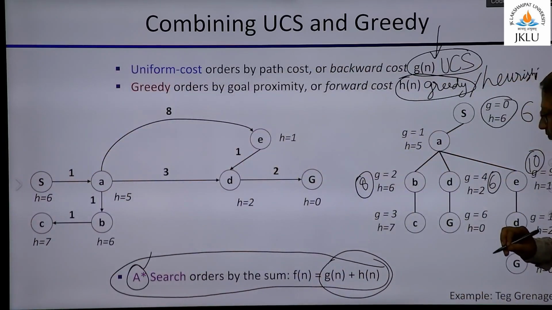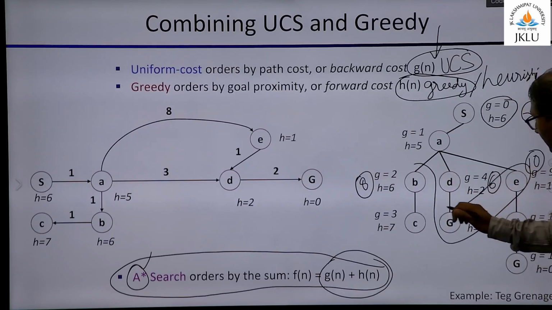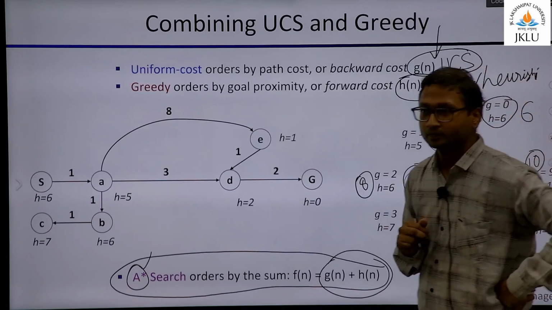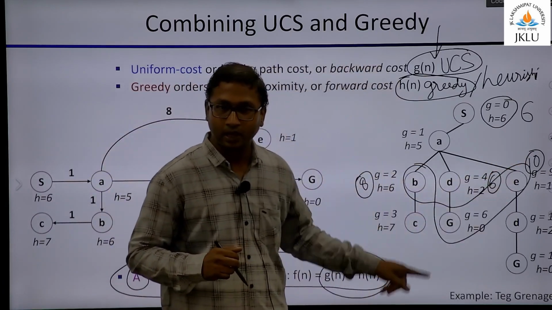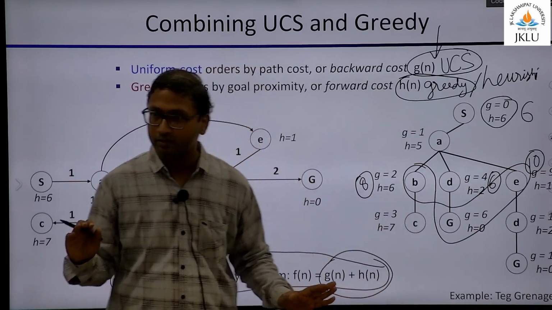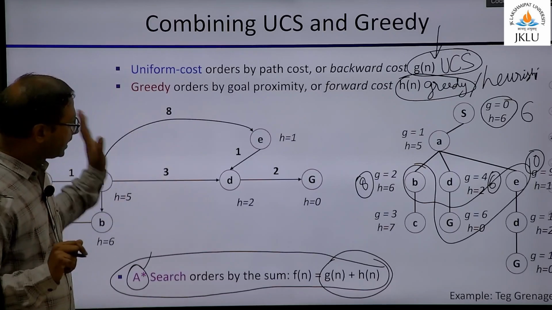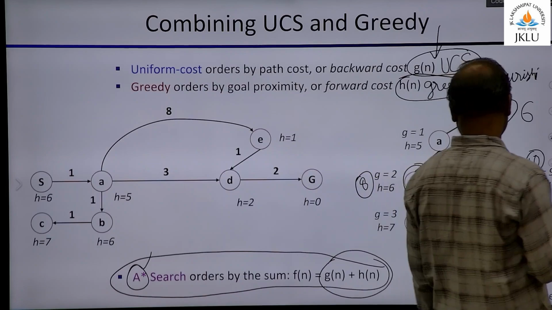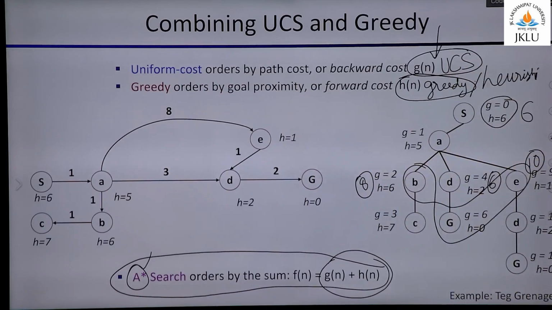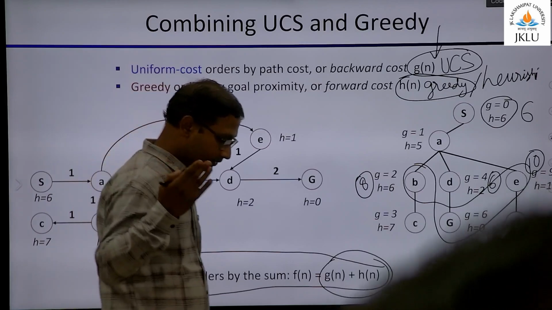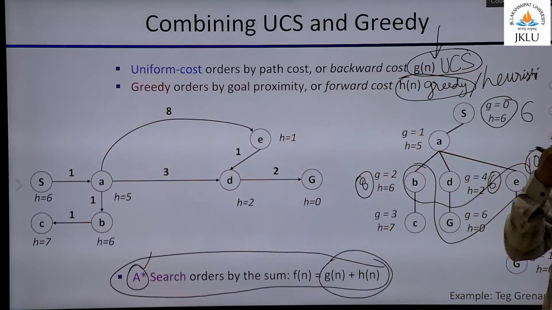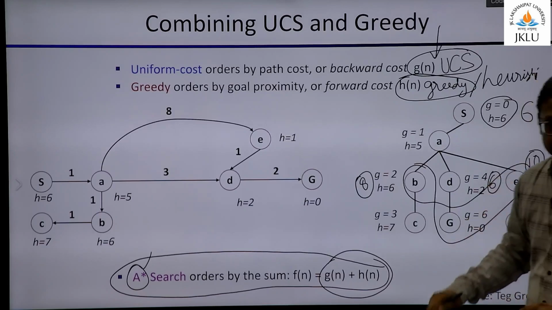What is my fringe now? Once I expand D, what is my fringe? B, G and E, right? These guys. Now what do I explore next? 8, 6, 10. I explore G. Have I reached G? So I have reached G, fine, done. Any questions here? So A star takes me to the optimal goal. Okay. So A star works.